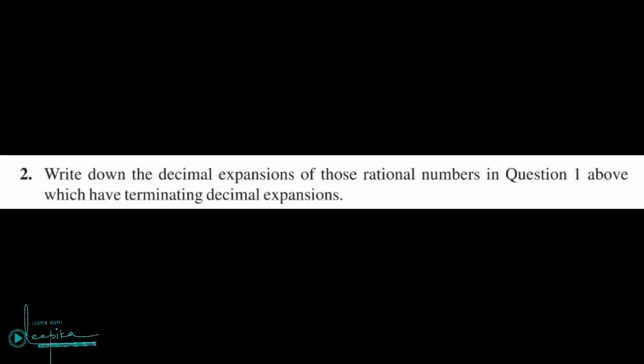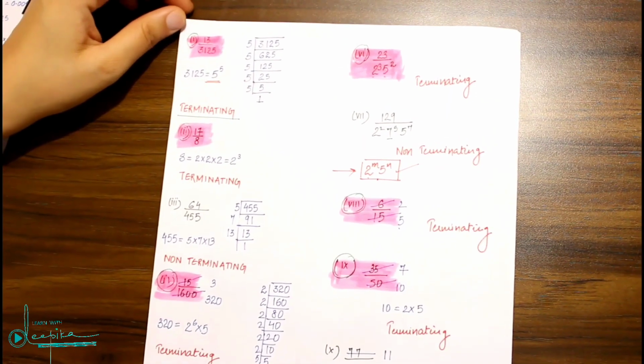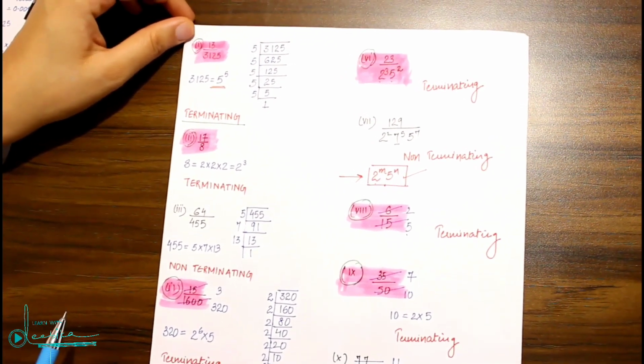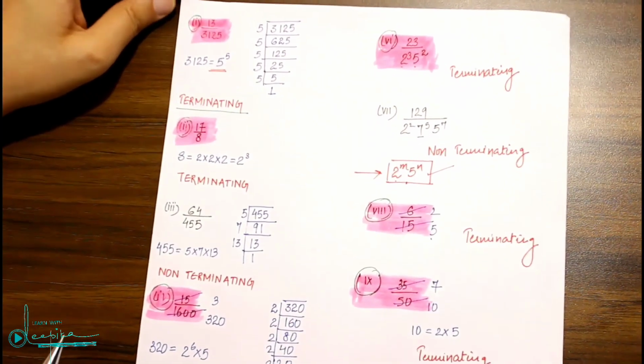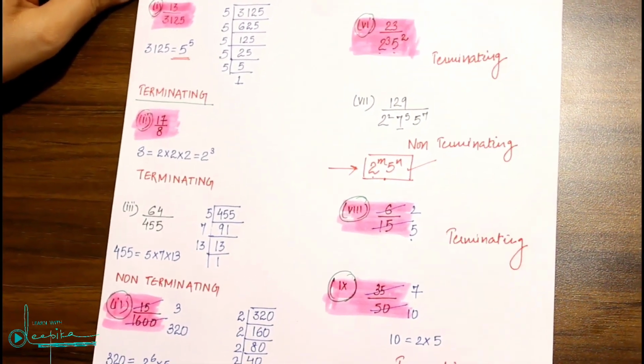Question number 2. Write down the decimal expansion of those rational numbers in question number 1 above which have terminating decimal expansions. In question number 1, the parts which are highlighted with pink have terminating decimal expansion. Now we have to write their decimal expansion also. Let's do it.